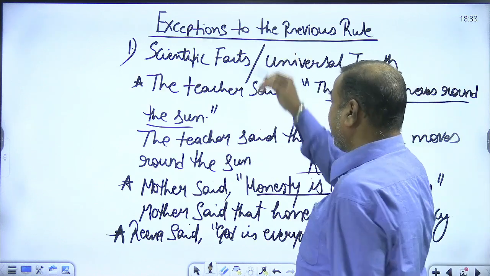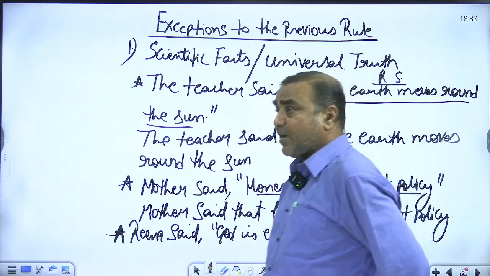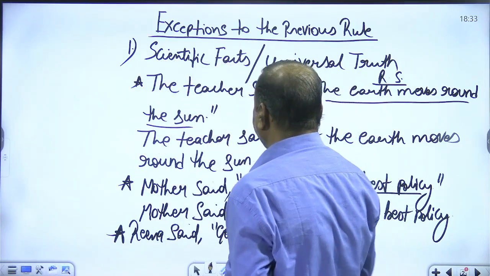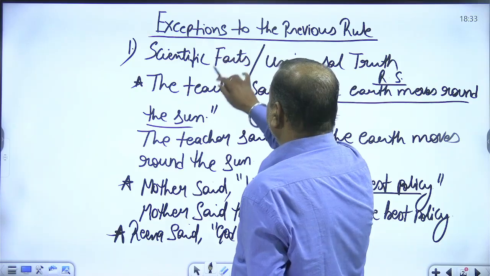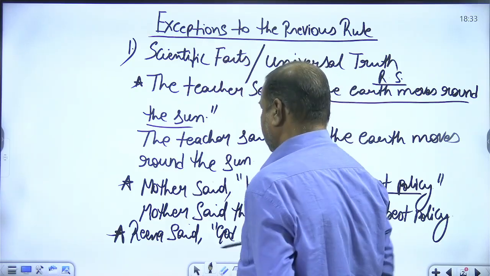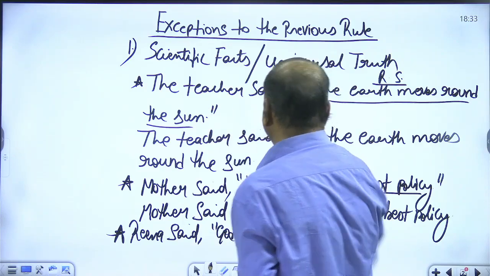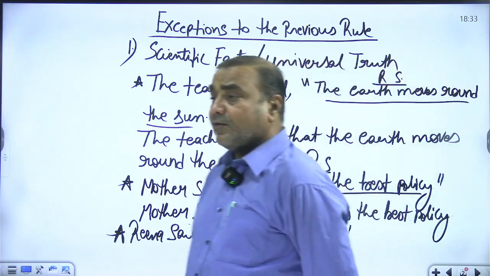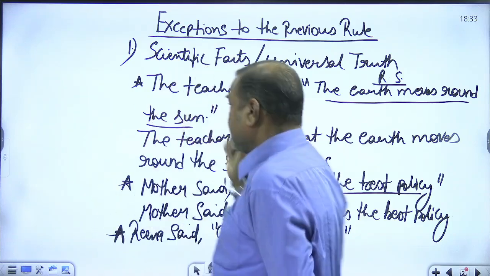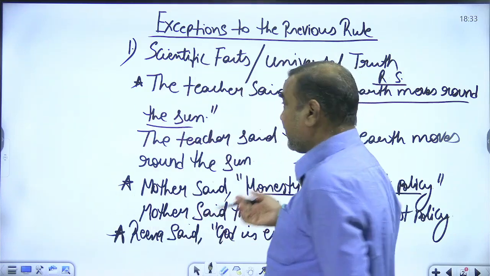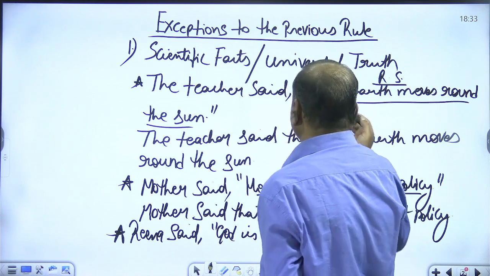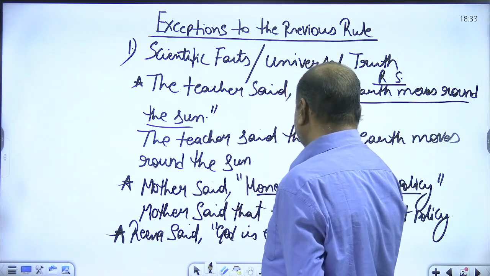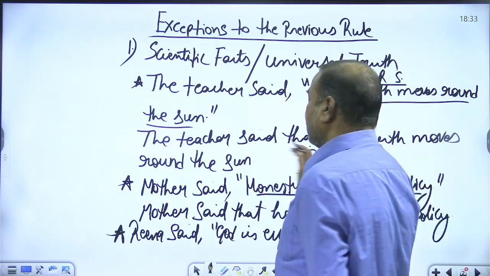अब हमने इस रूल का एक्सेप्शन पढ़ा था कि एक्सेप्शन कहाँ पे होता है, कहाँ पे रूल फॉलो नहीं होता। तो दो केसेस अभी बताए थे मैंने। पहला, साइंटिफिक फैक्ट्स और यूनिवर्सल ट्रूथ, जैसे The teacher said the earth moves round the sun, ये साइंटिफिक फैक्ट है, कभी ना बदलने वाला, साइंटिफिकली प्रूवन फैक्ट। तो इस केस में the verb in the reported speech will not change. So teacher said that the earth moves round the sun as it is.